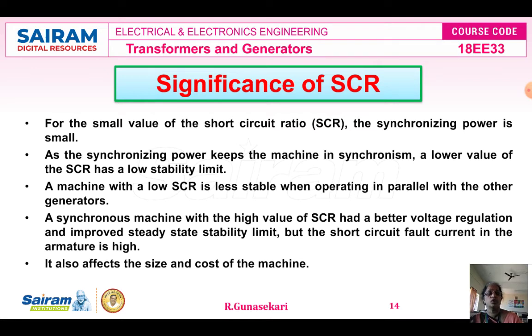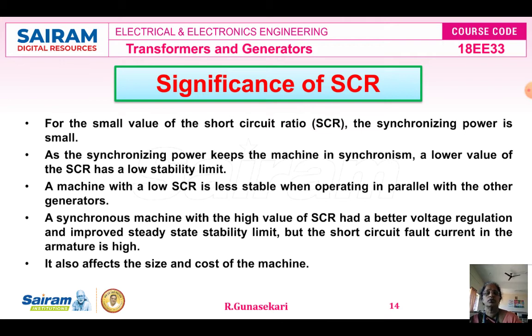Machines having low SCR are less stable when operating in parallel with another generator, that means two generators connected in parallel. The synchronous machine with a higher value of SCR gives better voltage regulation, and the steady state stability limit is also improved. So the lifetime of the synchronous machine is increased, but the short circuit fault current of the armature is also high. This is the drawback of the synchronous machine due to SCR, that is the short circuit ratio.